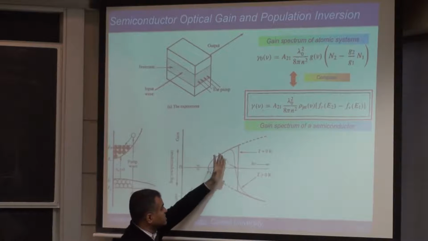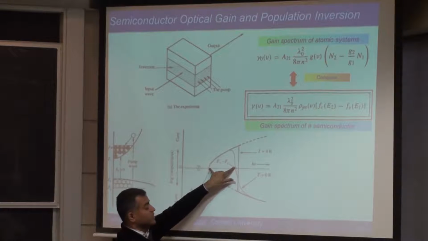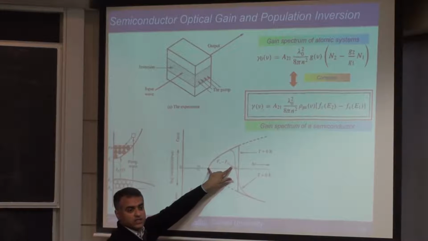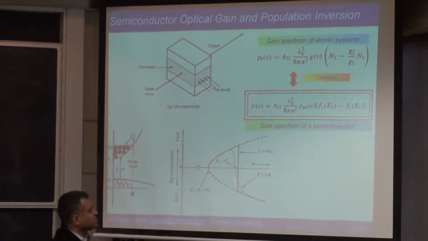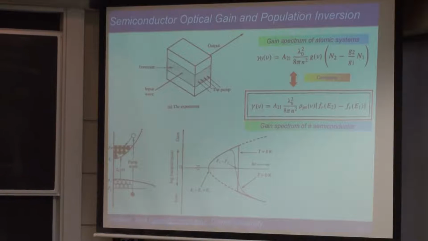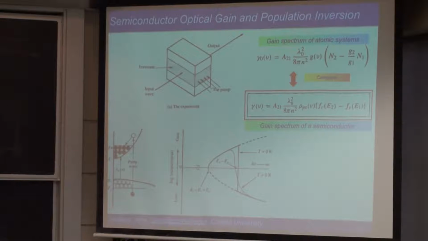So if the center frequency is maybe 200 terahertz, this could be close to 1 terahertz. I mean, it's very large. So typically semiconductor lasers would be multimode unless you do some special tricks on top of it. Typically it would be multimode, but one can obviously do some design and change it to single mode.